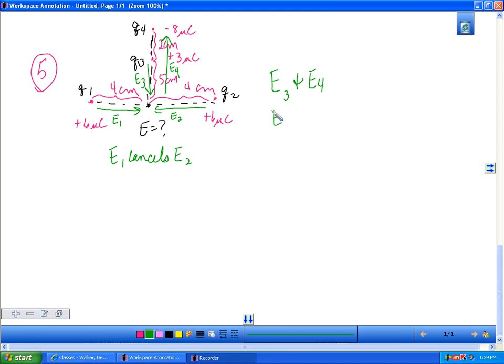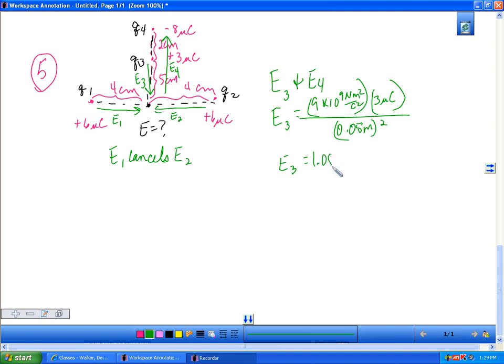So E3 is going to be K Q3, which is 3 microcoulombs, over 0.05 meters squared. Don't forget to square it. So when I did that, I got E3 to be 1.08 times 10 to the 7th newtons per coulomb, and it's directed downward.